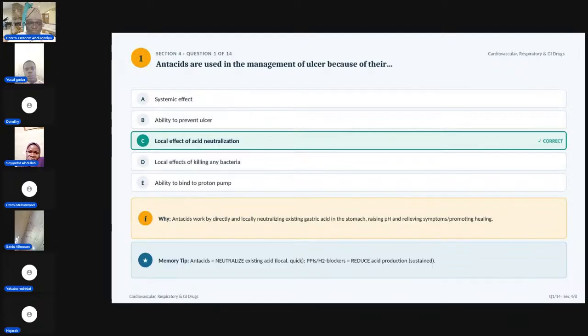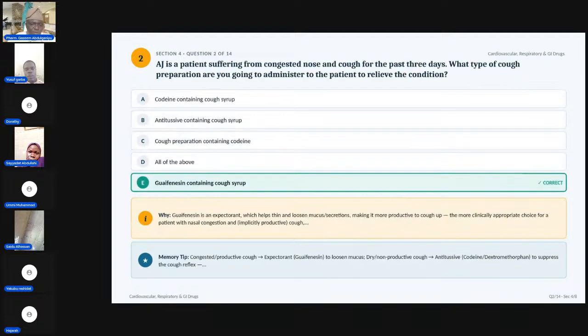Then, so this is a case study kind of. This is a case study. So if you look at it, AJ is a patient suffering from congested nose and cough for the past 3 days. What type of cough preparation are you going to administer to the patient to relieve the condition? Choose the answer. Yes, you're already seeing the answer now. But I will just explain why to you so that you can understand why we are choosing that.